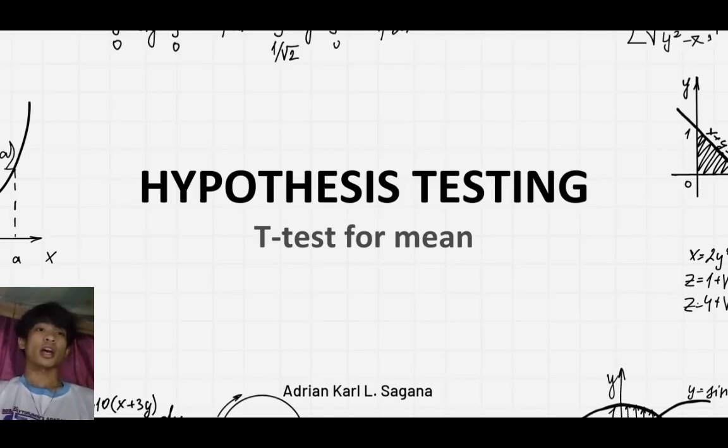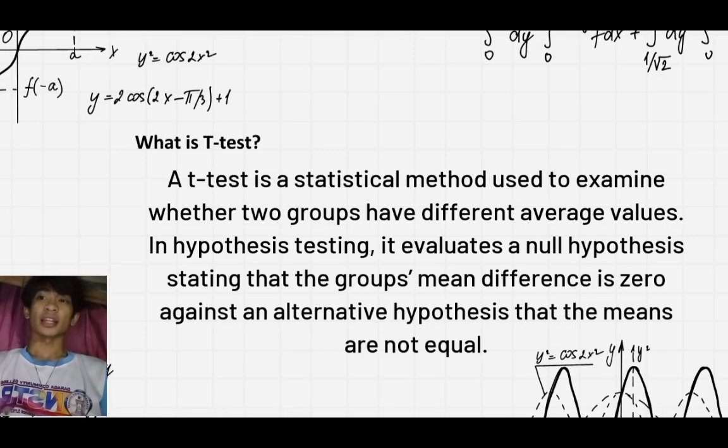I'm here to discuss the topic entitled Hypothesis Testing: T-Test for Mean. First, let's discuss what a t-test is. A t-test is a statistical method used to examine whether two groups have different average values. In hypothesis testing, it evaluates a null hypothesis stating that the groups' mean difference is zero against an alternative hypothesis that the means are not equal.